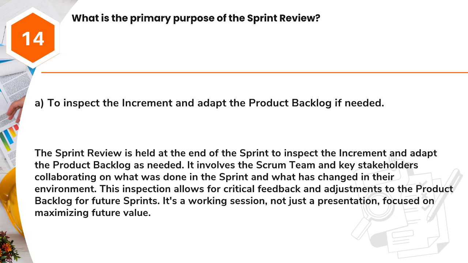Answer: A. To inspect the increment and adapt the product backlog if needed. The sprint review is held at the end of the sprint to inspect the increment and adapt the product backlog as needed. It involves the Scrum team and key stakeholders collaborating on what was done in the sprint and what has changed in their environment. This inspection allows for critical feedback and adjustments to the product backlog for future sprints. It's a working session, not just a presentation, focused on maximizing future value.